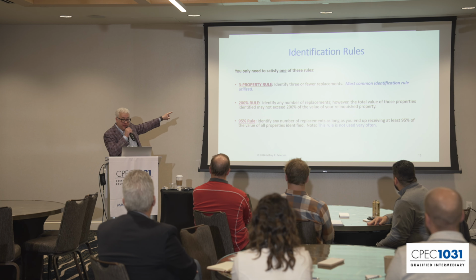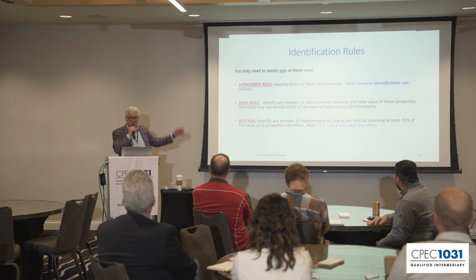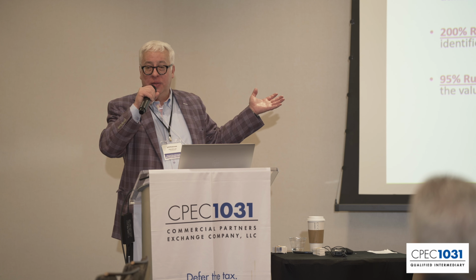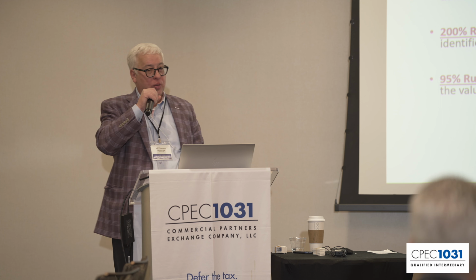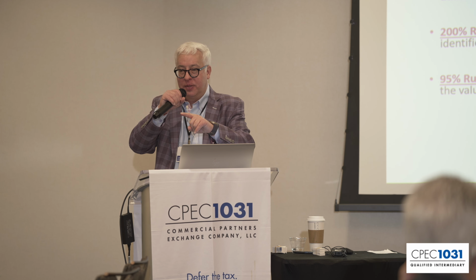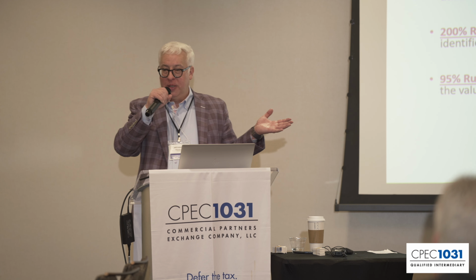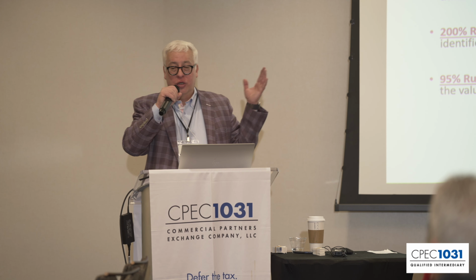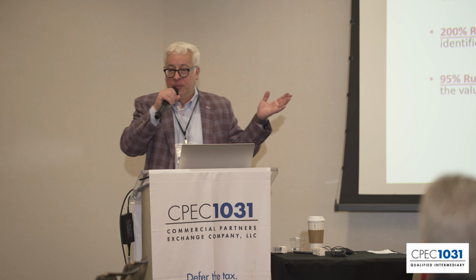Most mom and pop investors keep it simple. They identify 3 or fewer properties. When you identify 3 or fewer properties, you're not constrained by a value cap. You could identify the Sears Tower in Chicago, the Empire State Building, and the IDS Center in Minneapolis. These are 3 properties. Doesn't matter that they're extremely expensive properties, they're 3 or fewer properties.